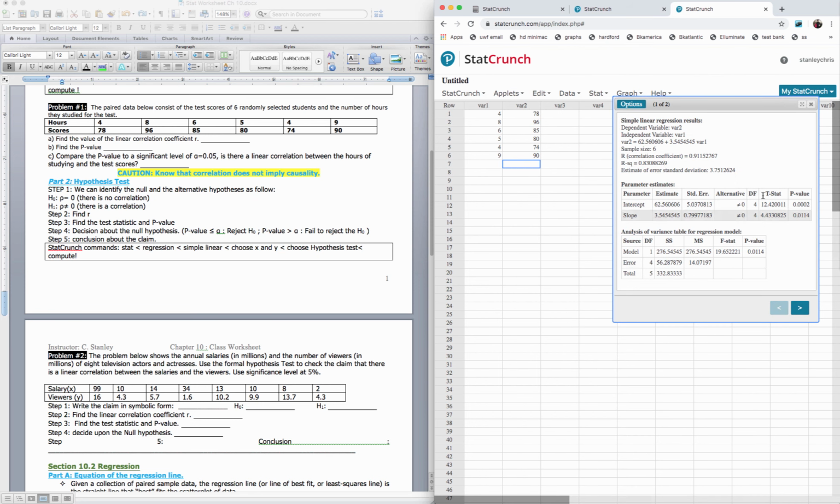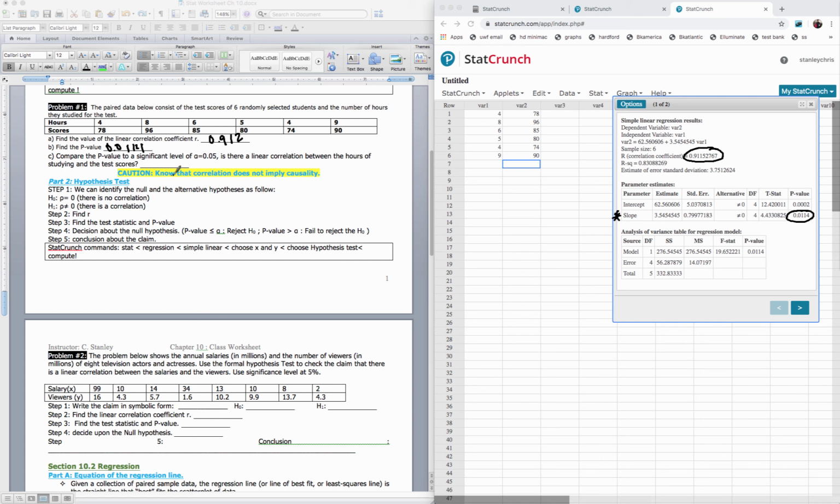Now we're looking through this. It seems kind of confusing, but this is the R. And that's the p-value. So we always use the one that says slope. Those are the two we're going to be looking at. So our R is going to be 0.912 and our p-value is going to be 0.0114. We want to compare the p-value to alpha.